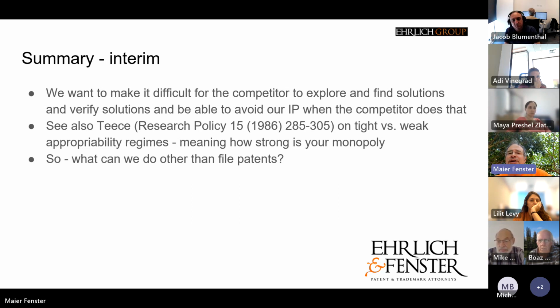And that's why we get to the question, what can we do other than patents? Because making it difficult for competitors to explore could be done using patents, but it's more difficult because exploring often happens in secret.